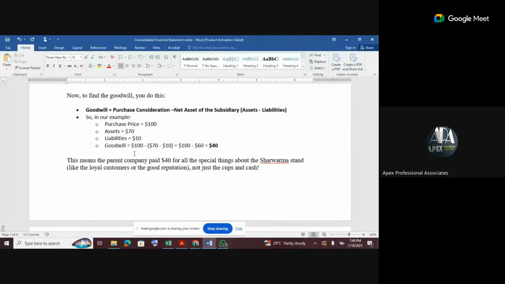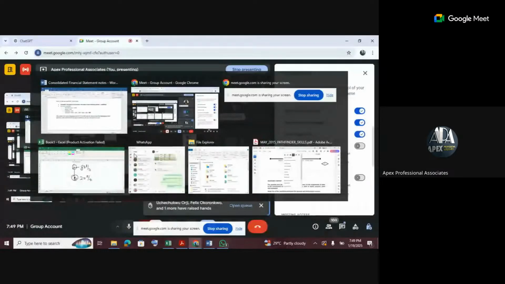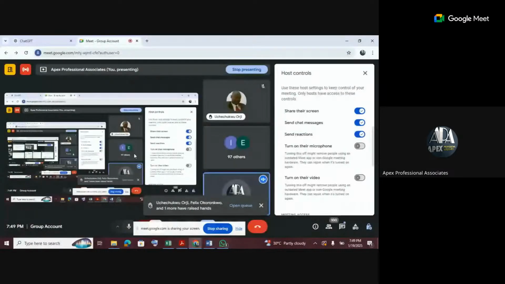In some questions, you'll be given what they call impairment, goodwill impairment. They will say that the goodwill has been impaired by this amount. So all you need to do is to take the value out of it and you would have your goodwill.